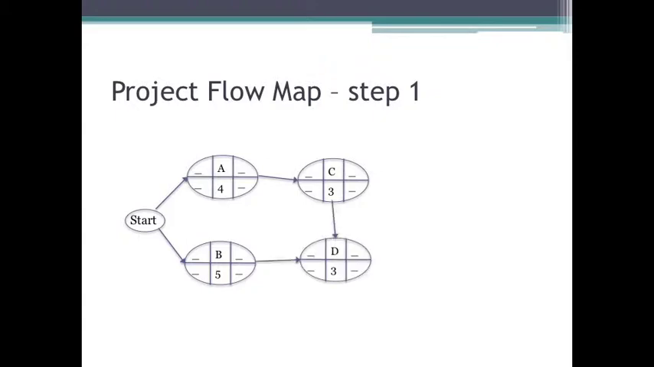So we continue. We draw D on our project flow map. Now keep in mind, D has two predecessors, both B and C. So we draw D on our map, and then we draw an arrow from B to D and from C to D.